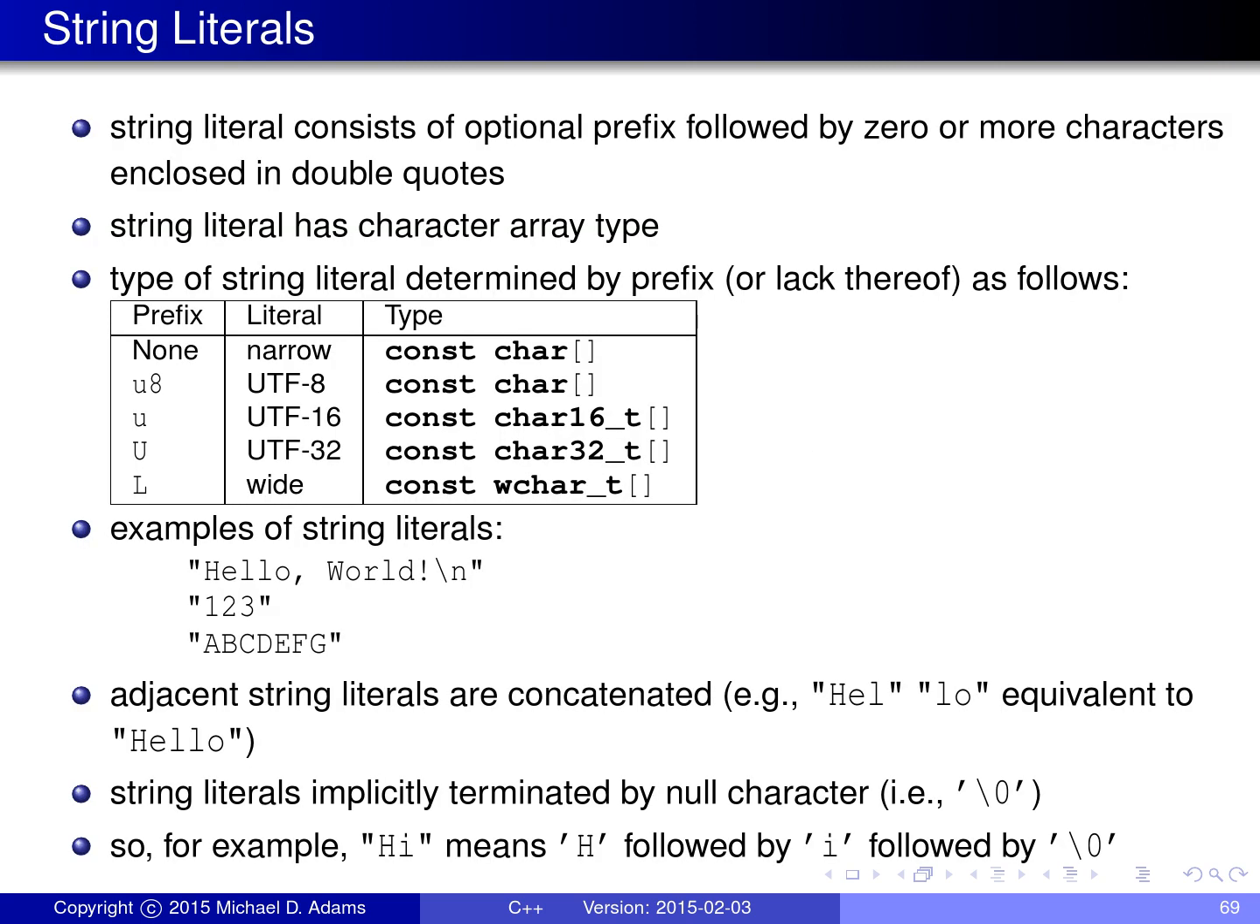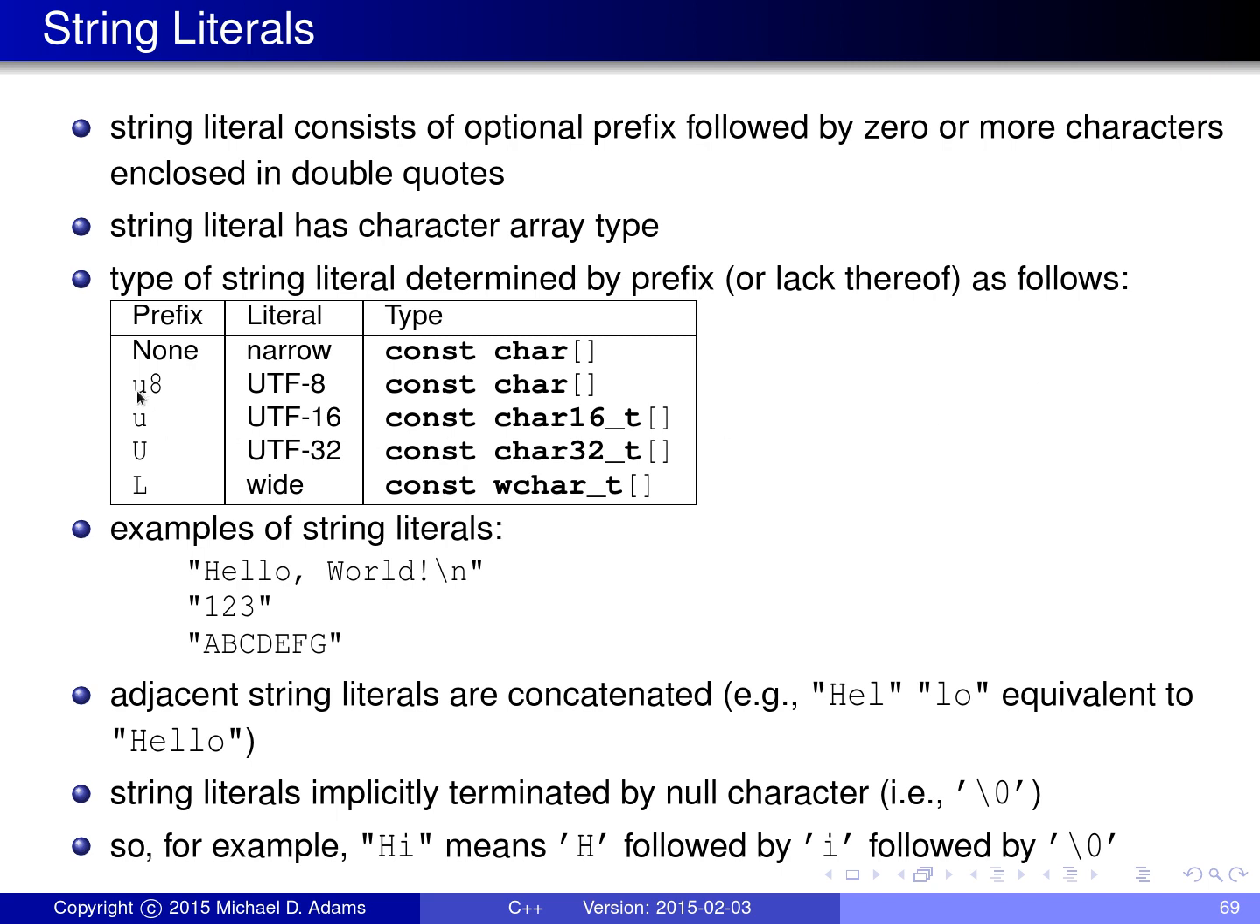Next, I'm going to talk about string literals. A string is just a sequence of characters, and string literals consist of an optional prefix followed by zero or more characters enclosed in double quotes, and each string literal has a character array type. So the type in the language of a string literal is basically deemed to be an array of characters. And the specific type of a string literal is determined by whatever prefix, or lack of a prefix, is used for the string literal.